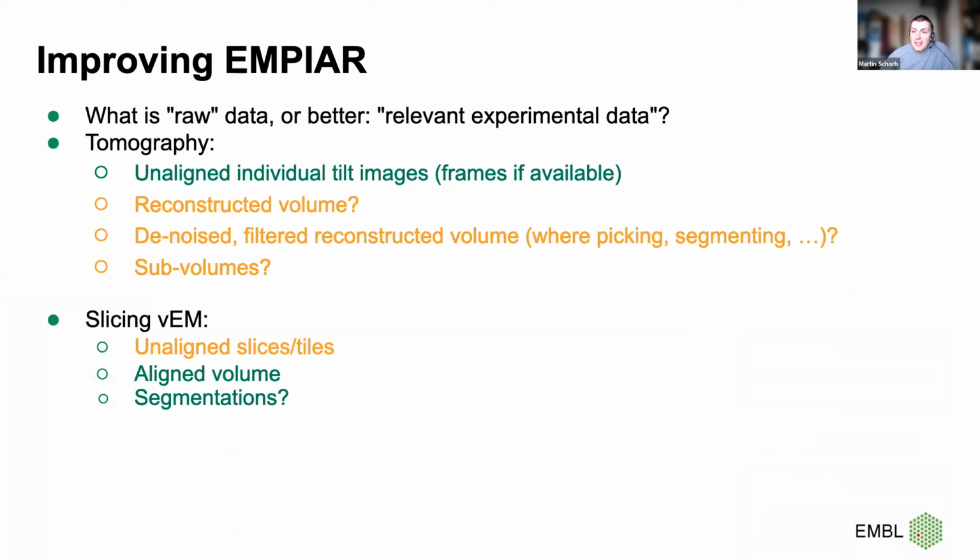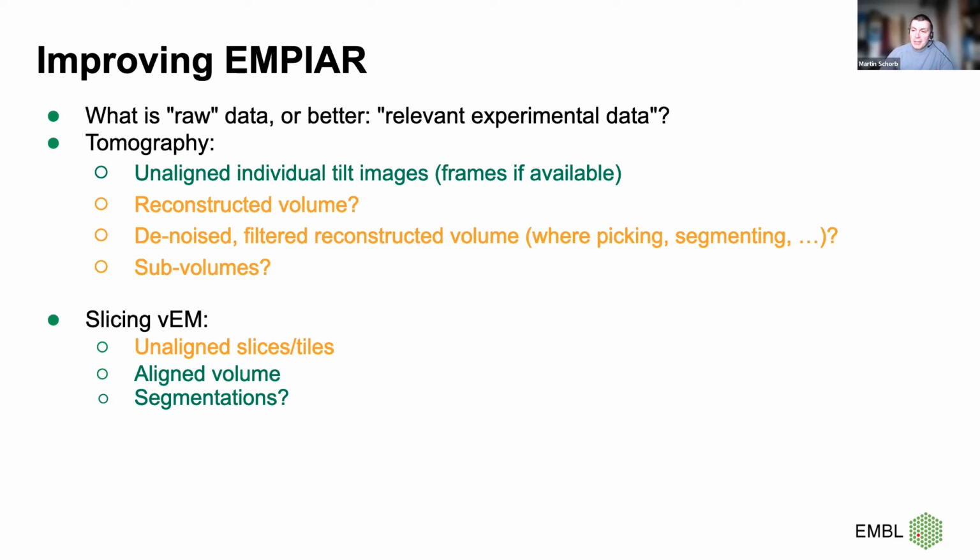Okay, so let's get to the discussion. What is raw data? Or I would actually call it relevant experimental data, right? So I have just two examples in tomography. The definition of what is raw data is rather straightforward in tomography, because you acquire individual 2D images at different tilt angles. If you do that in Cryo-EM, you can use the same approach as for single particle. You can just deposit the frames, because that's really what comes out of your microscope.